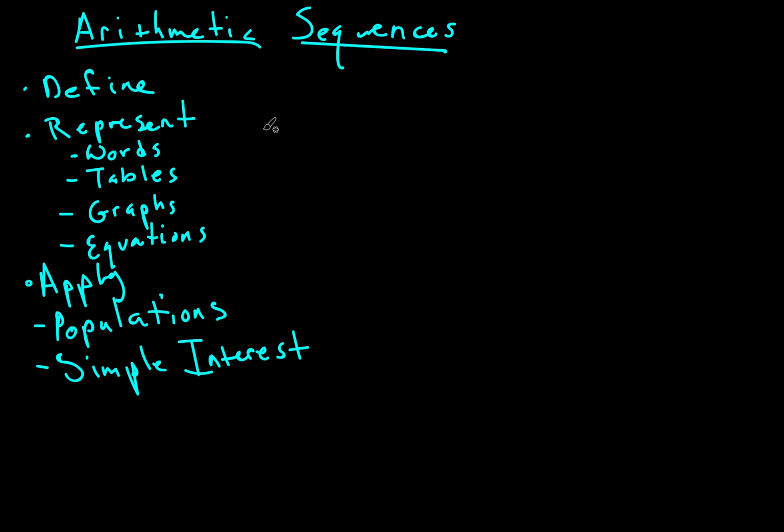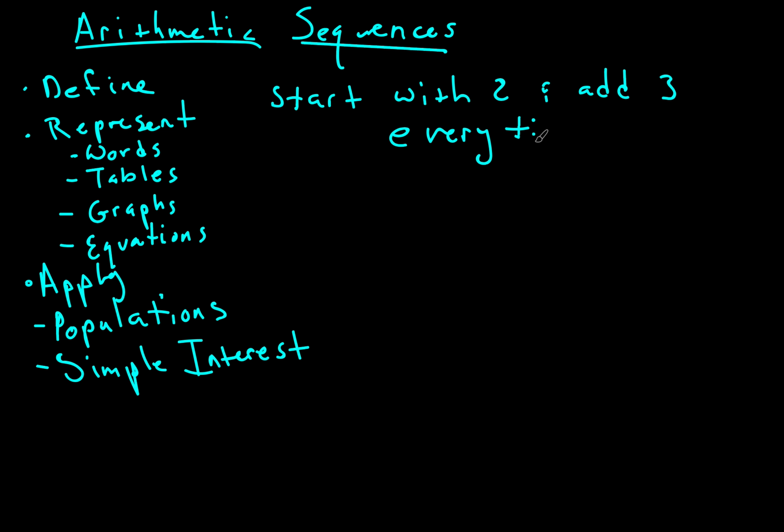Arithmetic sequences are recognizable by a constant change in terms, a constant change by a constant addition or subtraction between every term. So in words, what this would look like is maybe start with 2 and add 3 every time.